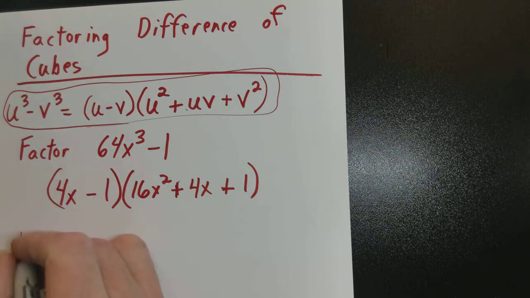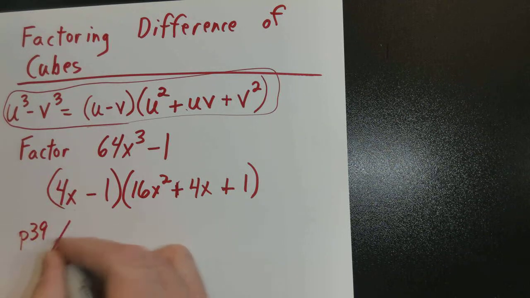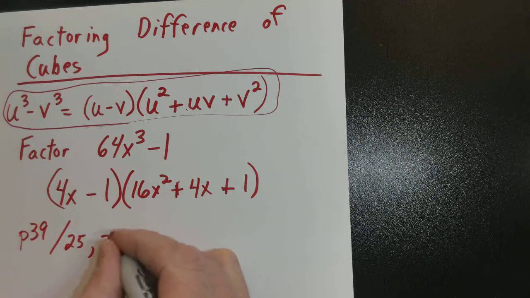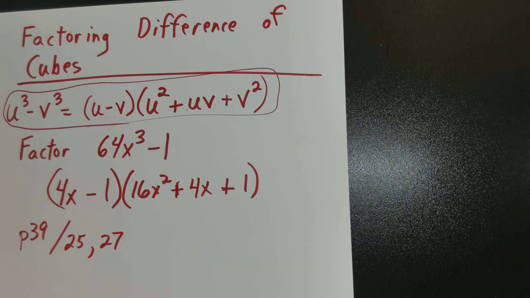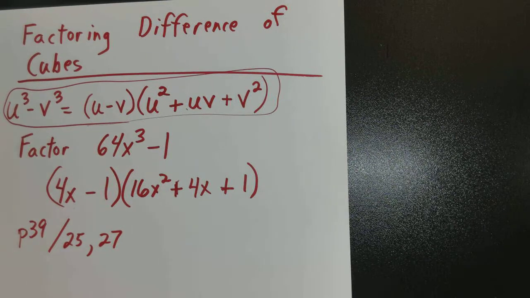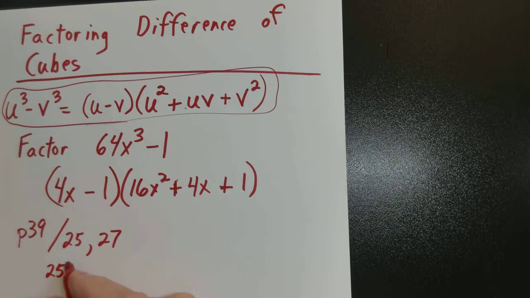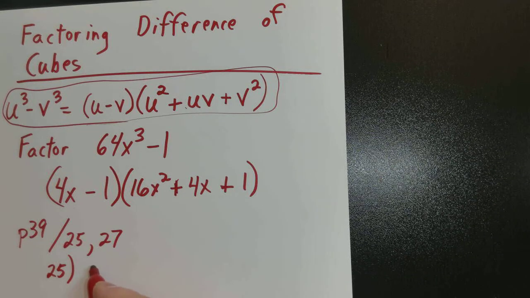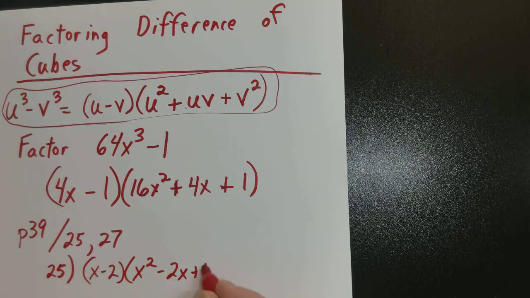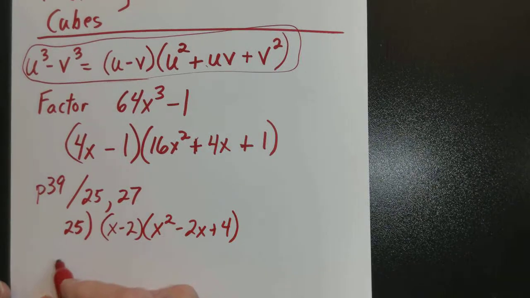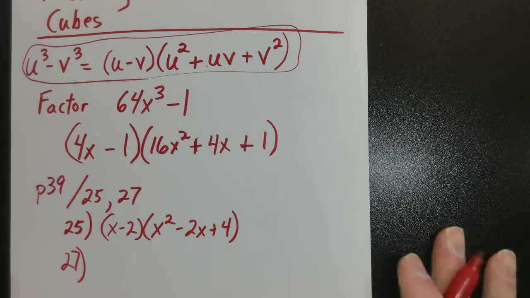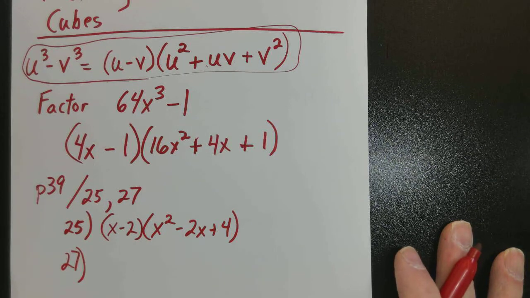All right. I want you to try page 39, numbers 25 and 27. Owen? x minus 2 times x squared plus 2x plus 4. All right, nice. Any questions? Yes, Hannah? Can you just explain that one?